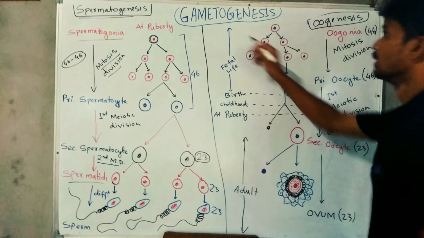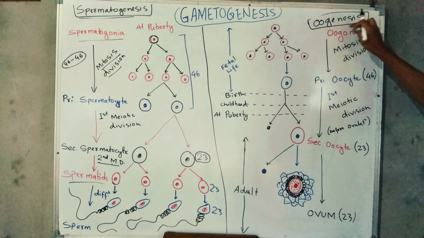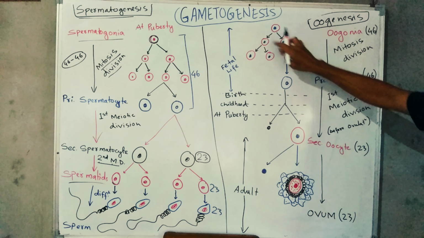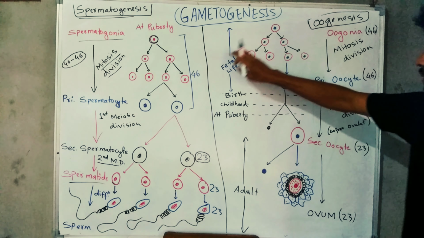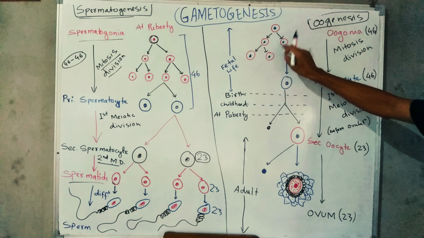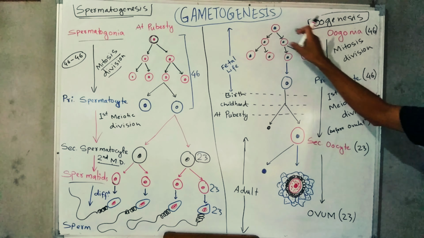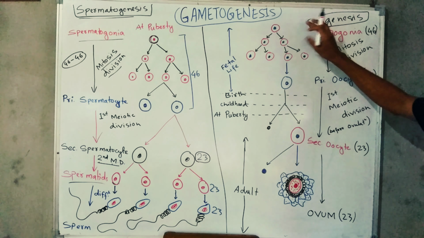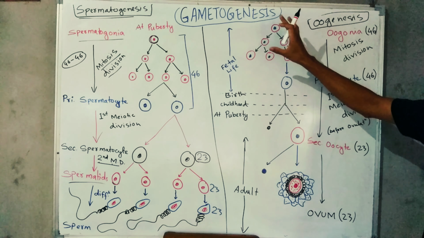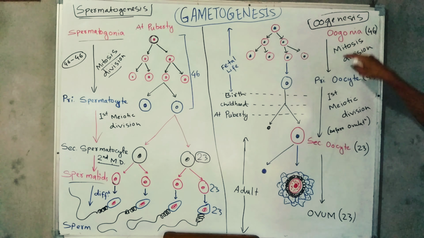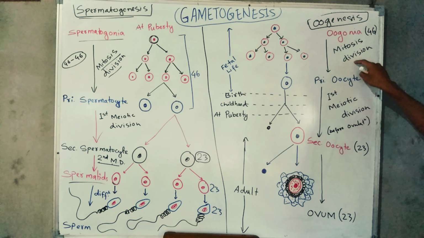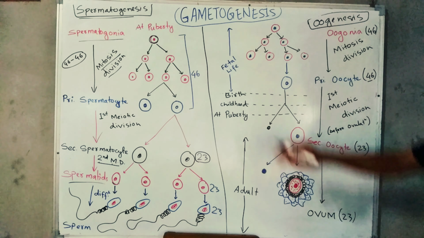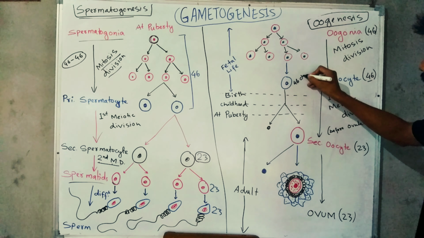Then let us see the gametogenesis in female, that is Oogenesis. Here these are the Oogonia. The mitotic division occurs, and a large number of Oogonia are stored inside the ovary. This is happening inside the ovary. This mitotic division occurs and forms the primary oocyte. Here also the chromosome number is 46.